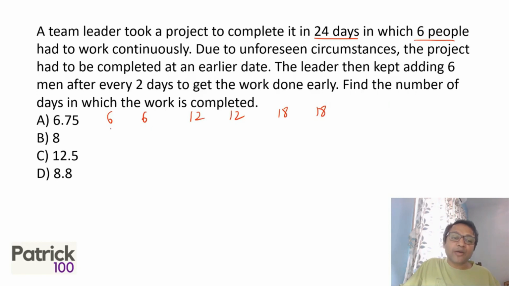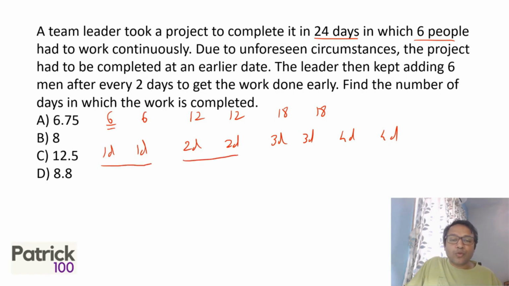When I convert to days, 6 people means 1 day of work. So here 1 day of work, 1 day of work. Next 2 days of work, 2 days of work. 3 days of work, 3 days of work. 4 days of work, 4 days of work. I have to complete a total of 24 days of work. So this 1, 2, 2 plus 4, 6, 6 plus 6, 12, 12 plus 8, 20.